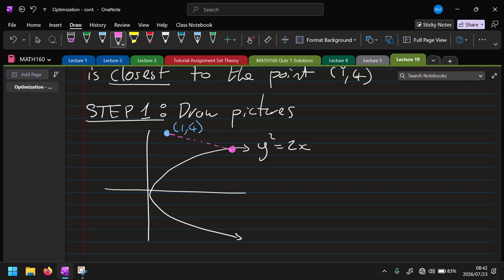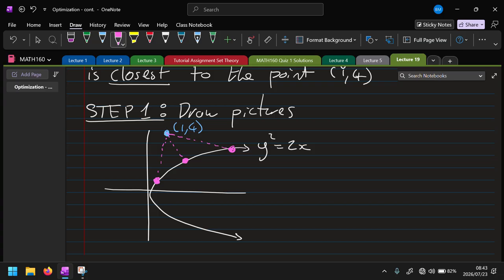We can imagine another point somewhere, let's say over here. We can look at that distance. Maybe another point further down, let's say over here, and we can imagine this distance. That distance there. So you can pick a bunch of points on the parabola and you can see that the distance is changing.